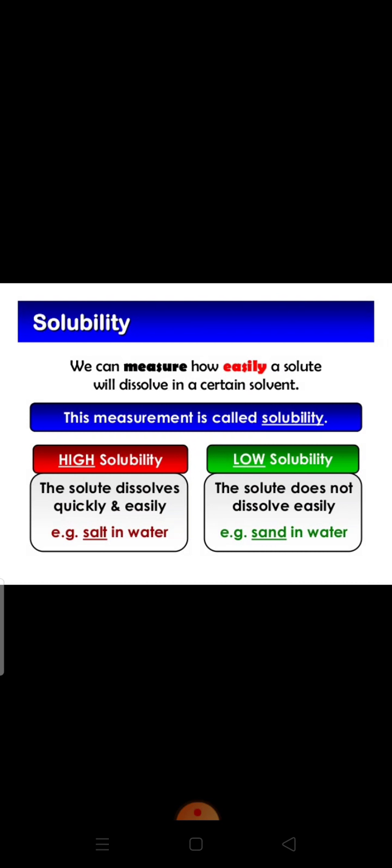Next term which we generally use is called solubility. Students, the ability of one compound to dissolve in another compound is called solubility. When a liquid can completely dissolve in another liquid, the two liquids are called miscible. And two substances that can never mix to form a solution are said to be immiscible.